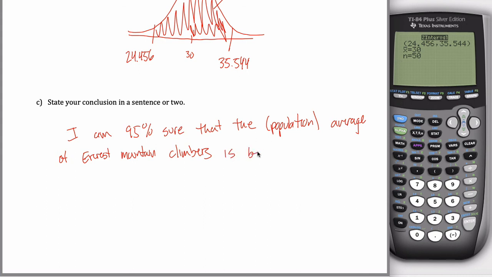Is between these two values, 24.456 and 35.544. Cool. That's the end of this quiz.